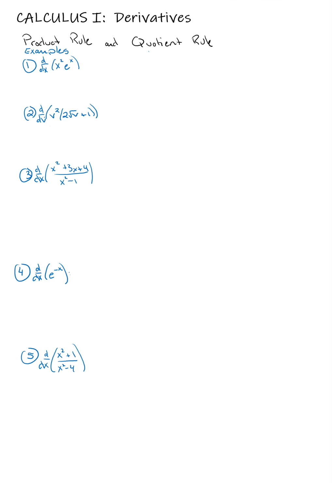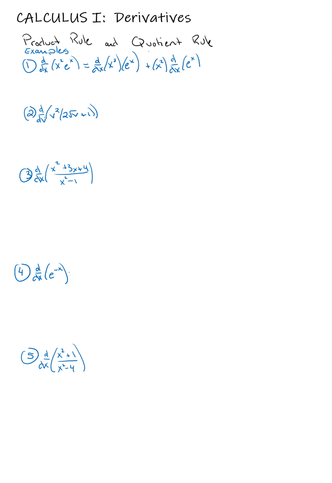So, in this case, x squared is my first function and e to the x is my second. And there are several ways of remembering the product rule. I like to remember that it's the derivative of the first times the second plus the first times the derivative of the second. So let's write that down. It's the derivative of the first, which is x squared, times the second, which is e to the x, plus the first, x squared, times the derivative of the second.